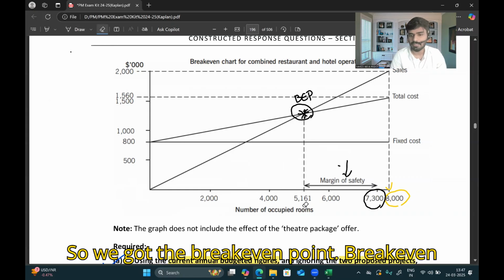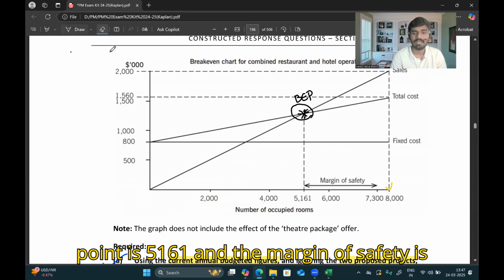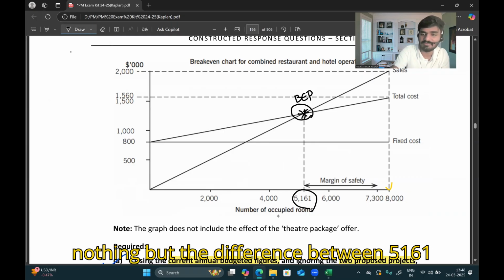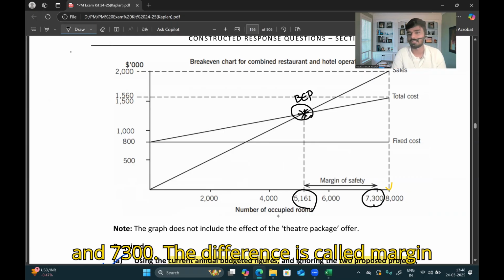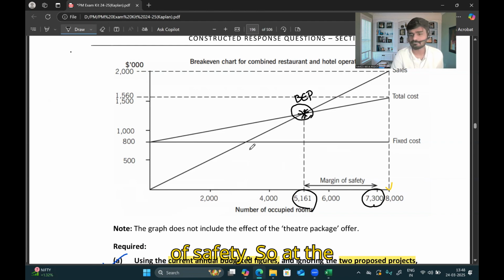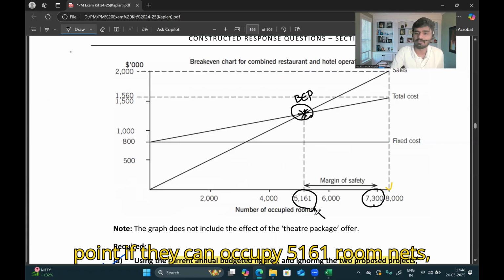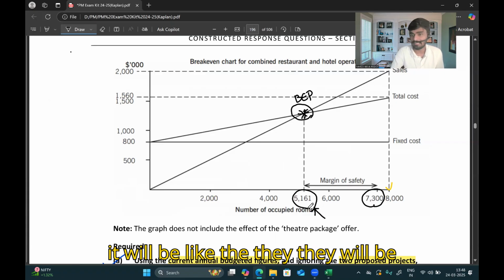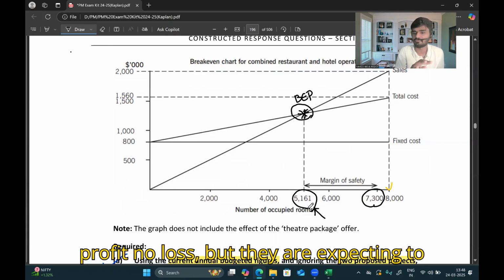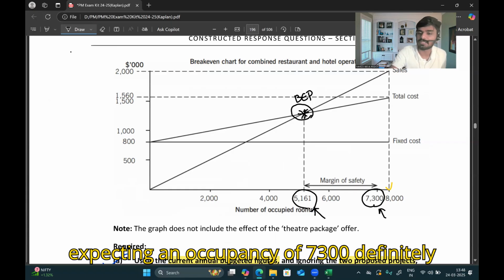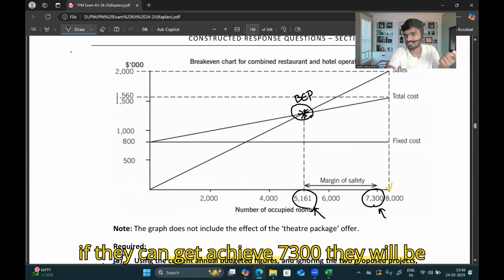So we got the break-even point. Break-even point is 5,161, and the margin of safety is nothing but the difference between 5,161 and 7,300. The difference is called margin of safety. Okay, so if they can occupy 5,161 room nights, they will be in a situation where there is no profit, no loss. But they are expecting an occupancy of 7,300. Definitely, if they can achieve 7,300, they will be achieving a profit.